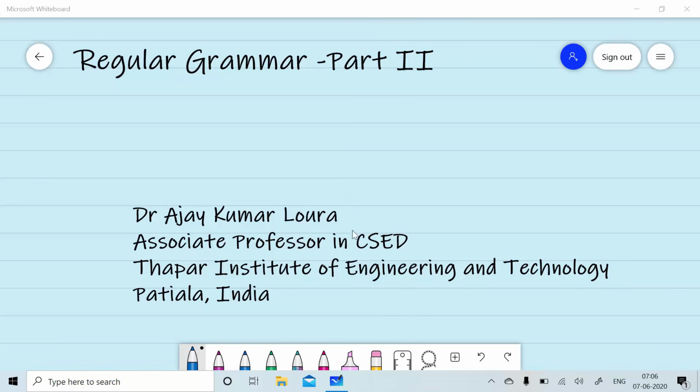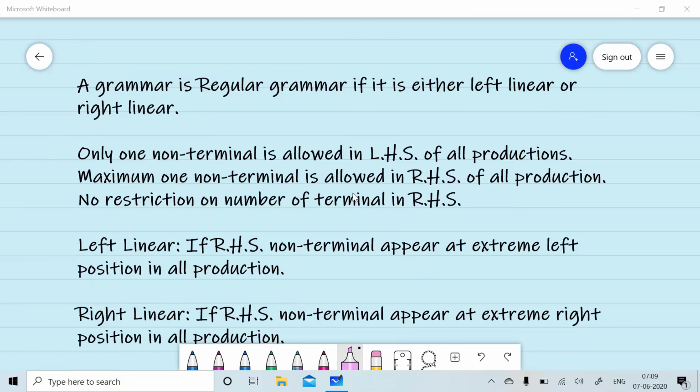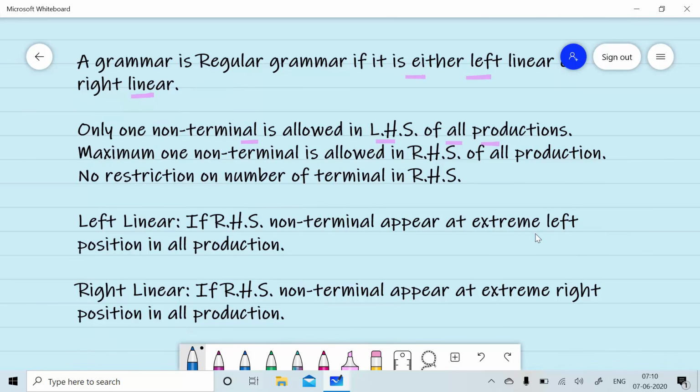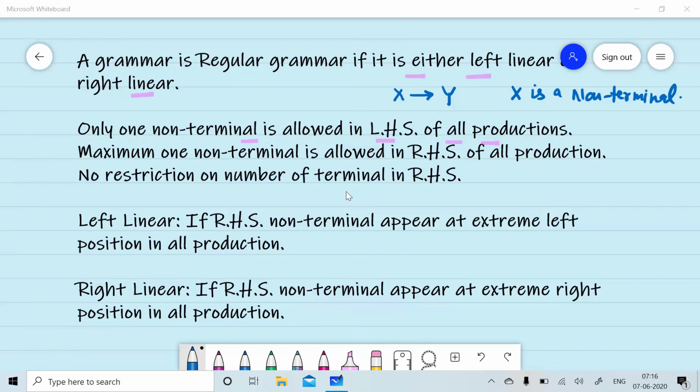Let's start the session. As discussed in the previous session, a grammar is regular if it is either left linear or right linear. Only one non-terminal is allowed in the left-hand side of all production rules. For example, if production rules are of the form X gives Y, then X is a non-terminal. Maximum one non-terminal is allowed in the right-hand side of all production rules. We have no restriction on the number of terminals appearing in the right-hand side.